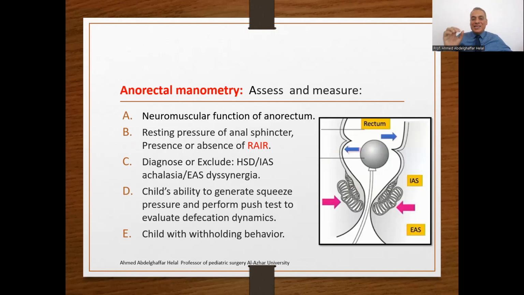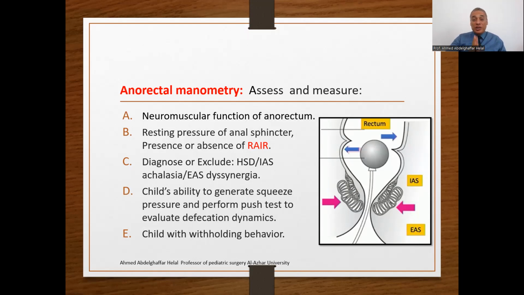Anorectal manometry assesses the neuromuscular functions of the anorectum, the resting pressure of the anal sphincter, and the presence or absence of the recto-anal inhibitory reflex. It diagnoses or excludes Hirschsprung disease, internal anal sphincter achalasia or spasm, and external anal sphincter dyssynergia. Also, it tests the child's ability to generate a squeeze pressure and perform a push test to evaluate defecation dynamics. A child with withholding behavior will also be diagnosed.